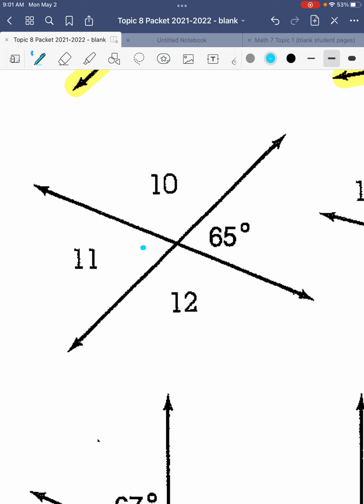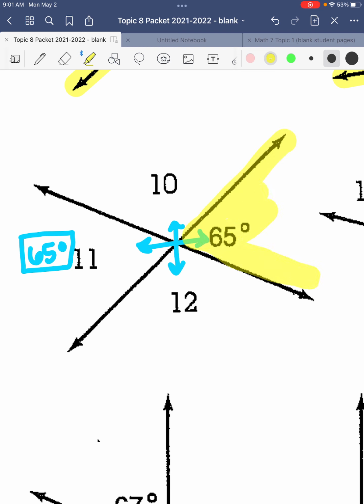So 11 is the easiest one for me to figure out because it's directly across from that 65-degree angle. So I know that angle 11 is 65 degrees. Okay, I also know that 10 and 12 are going to be the same angle measure because they're directly across from each other. They're also vertical angles.